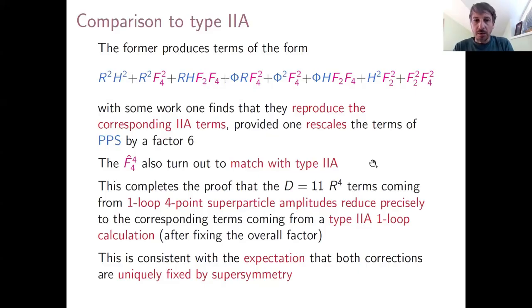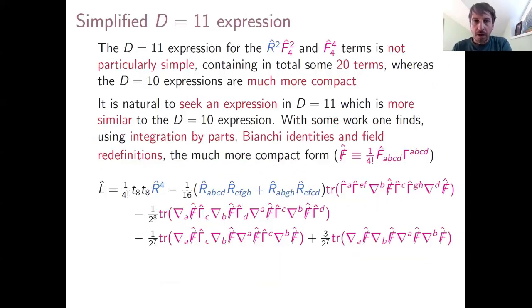And this is consistent with the expectation that we have that probably both of these corrections, both in 10 and 11 dimensions, the correction is uniquely fixed by the maximal supersymmetry. There's no proof of that as far as I know, but it's a reasonable thing to expect given the very large amount of supersymmetry. In fact, maximal amount of supersymmetry. Okay, so now there's just one more thing. So we managed to match the 11-dimensional and the 10-dimensional expression, but the 11-dimensional expression that we started with, the one that was computed from superparticle amplitudes, didn't have a very simple or natural form.